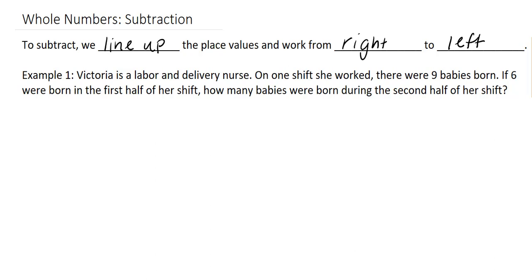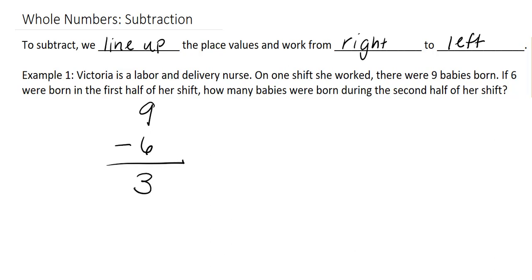So for this problem, we're going to need to subtract. We know that we start out with a total of 9 babies being born, and 6 were during the first half of her shift. So we need to subtract 9 minus 6 in order to get the remaining babies that were born during the second half of the shift. So 9 minus 6 is equal to 3.